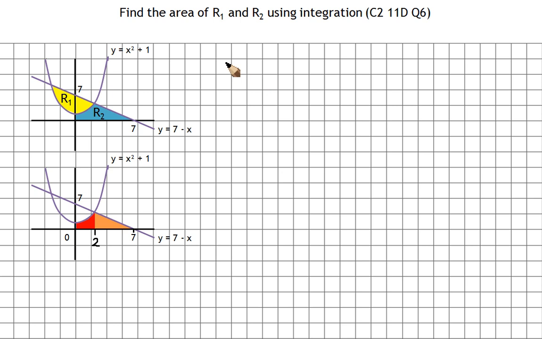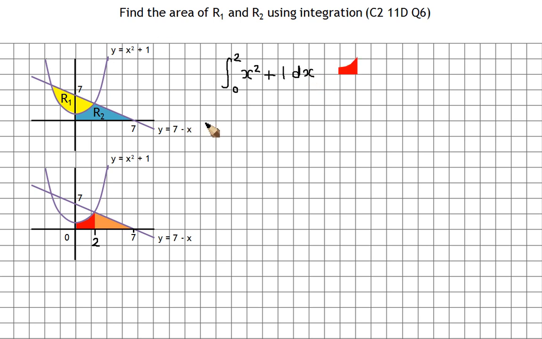So we're going to be doing two integrals. First of all, we're going to be doing the integral between 0 and 2 under the curve y equals x squared plus 1 with respect to x. And that will give me my red portion.